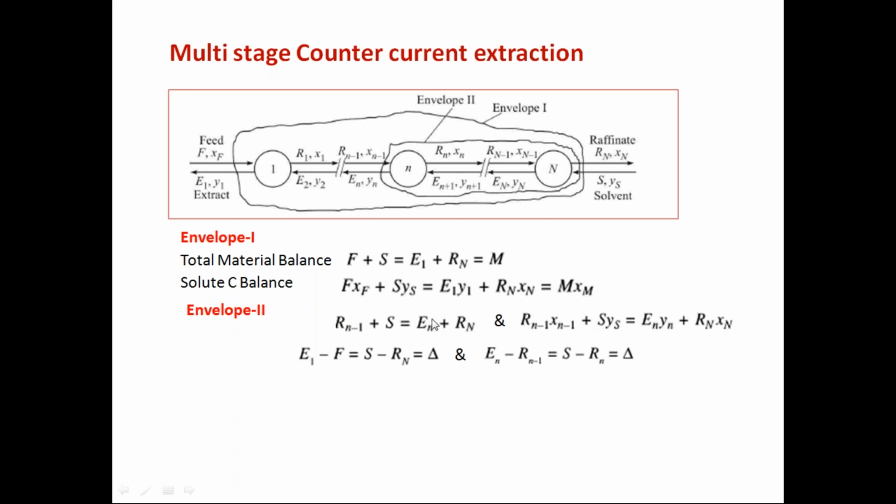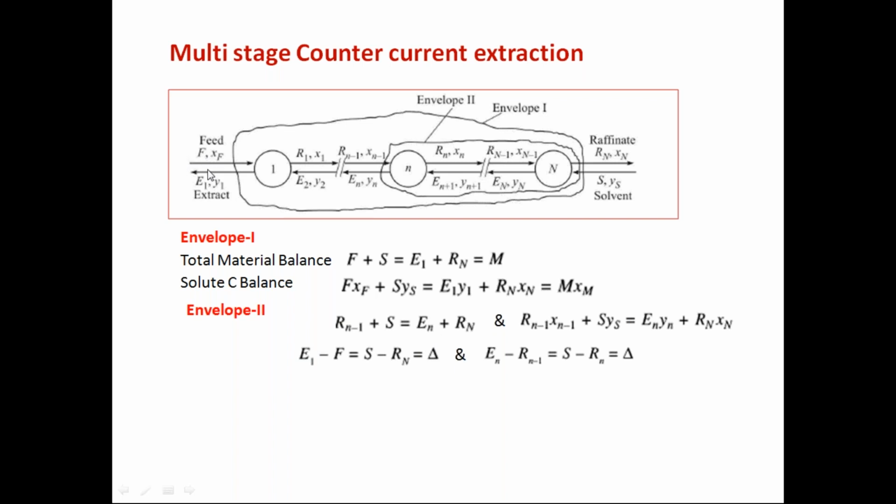So what does it indicate? It indicates a very important conclusion we can arrive at by seeing this one. What is that? For example, you see E1 minus F. So when you write E1 minus F, that will be equal to S minus Rn. So from this equation, excluding M, you can write down E1 minus F. Bring the F this side and take Rn that side. You will get E1 minus F is equal to S minus Rn, which is a delta. Let us say this is some difference. What is the difference?